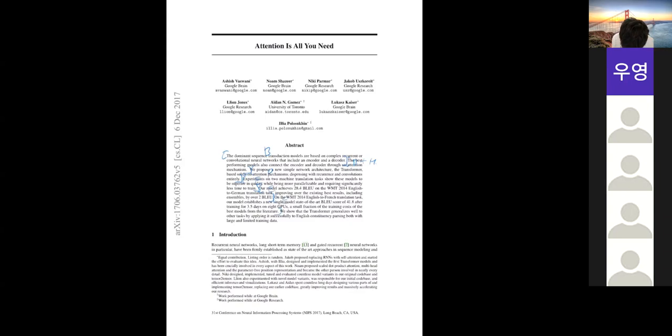Also experiment. We show that the Transformer generalizes well to other tasks by applying it successfully to English constituency parsing, both with large and limited training data. This is also kind of experiments too. Of course, how I divide each sentence is not the only way to do that. You might also want to come up with your own categorization, but hopefully you get the point of what I'm trying to say.